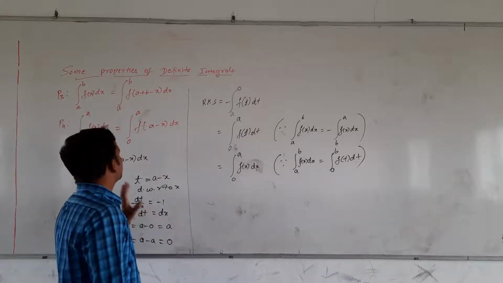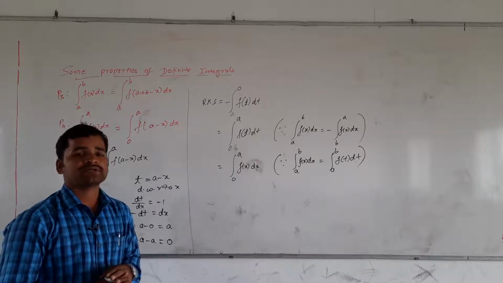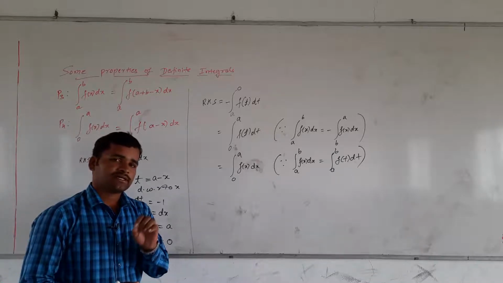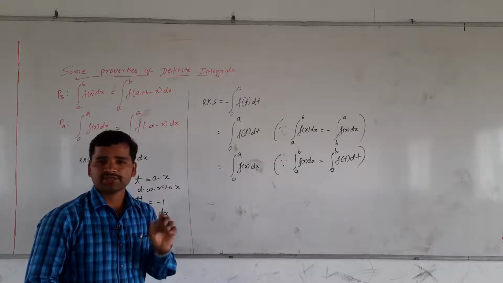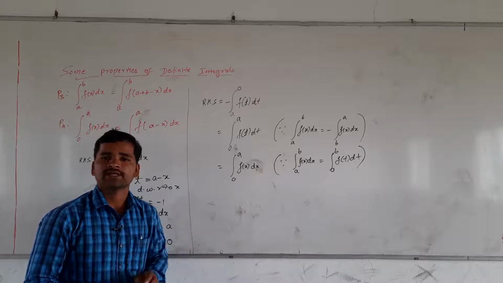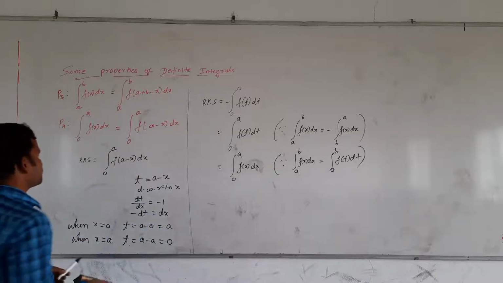Same way, if property P4 is given, they will give it for 6 marks, 3 plus 3 division: 3 for the proof of this and 3 for the problem. This is about property P4.